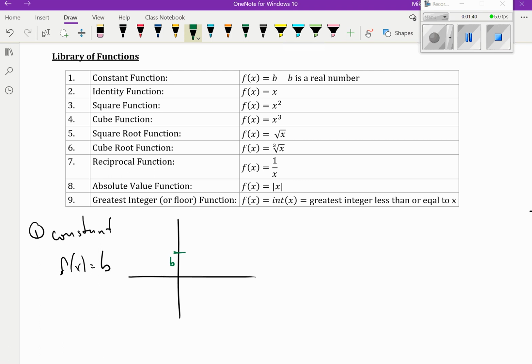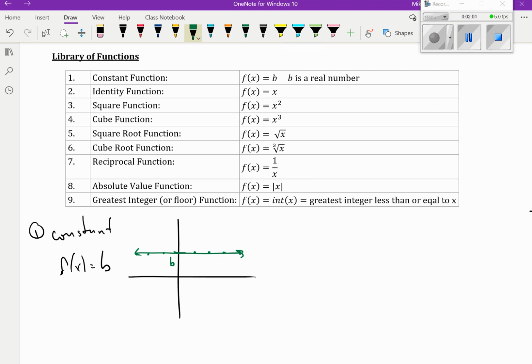And then notice if b is just a number, it doesn't matter what my x is. My y always has to be the same thing. So my y can be here, and here, and here, and here. I can go back off to the left. But it doesn't matter what the x value is, my y value is the same. That's why we call this a constant function.